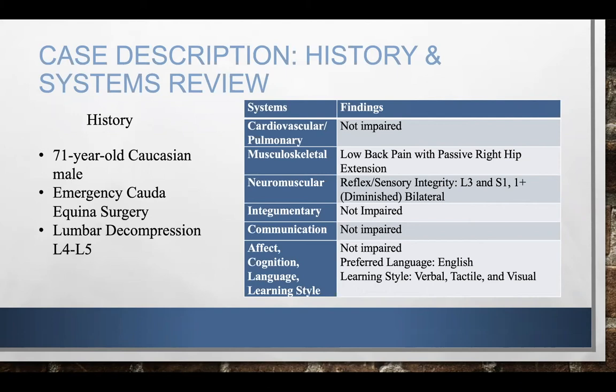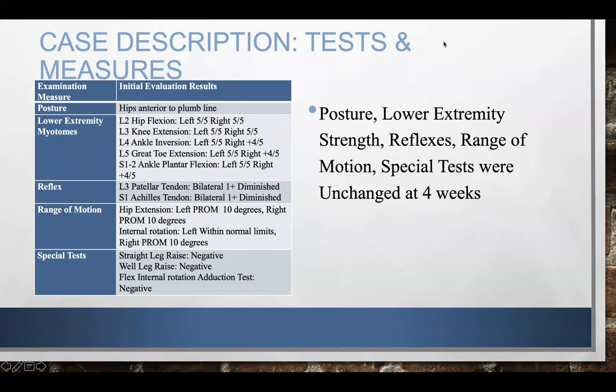He had emergency cauda equina surgery and a lumbar decompression on L4 and L5 a little over a year ago. During the systems review, the only findings were low back pain with passive right hip extension and diminished patella and Achilles reflex. His posture was evaluated using a plumb line test, and it was found that the plumb line was moderately posterior to the hip joint, indicating that his pelvis was posteriorly tilted.